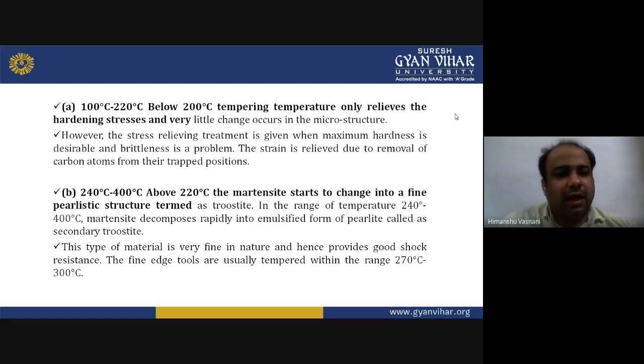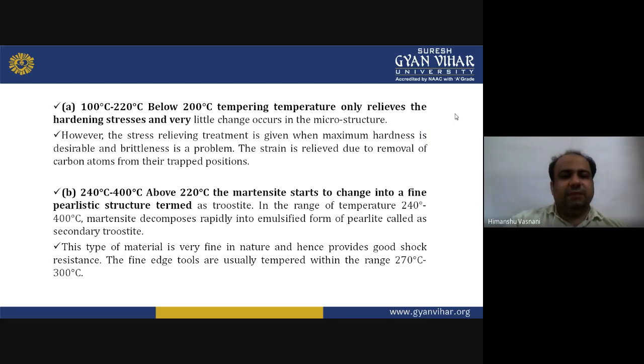Then the second stage is 240 degrees centigrade to 400 degrees centigrade. Above 220 degrees centigrade, the martensite starts to change into a fine pearlitic structure termed troostite. We have discussed this structure in the previous slide also. In the temperature range of 240 to 400 degrees centigrade, martensite decomposes rapidly into an emulsified form of pearlite, called secondary troostite.